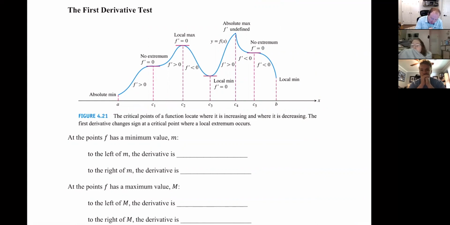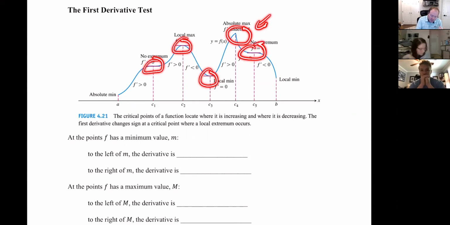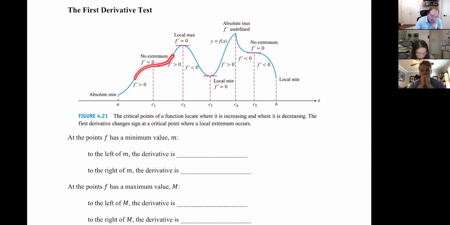So you can see right here, wherever you have your critical points, and remember, critical points also occur where the derivative is undefined, so there's all our critical points, then you will be able to maybe check for extrema there. Well, the important thing to note is, again, a critical point does not necessarily guarantee an extrema, as we can see right here in C1.